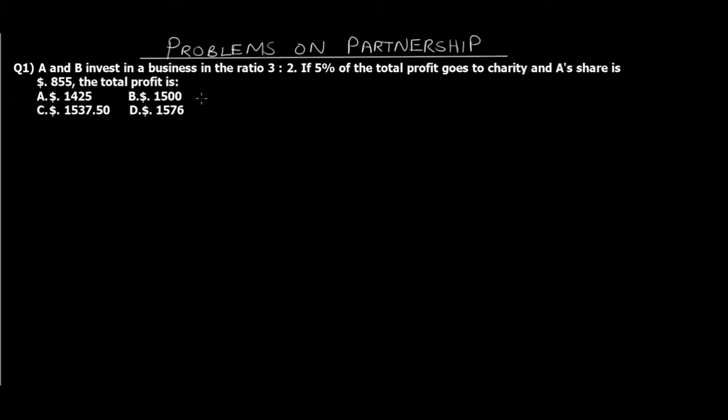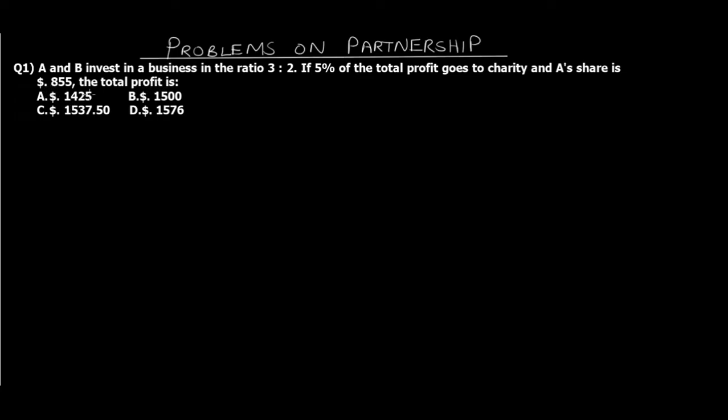Okay, so just by reading the question, we know there are two people A and B, and they are investing in the business in the ratio of 3:2. And what they are saying is, out of the total profit, they are donating 5% of the profit to charity. And then what is the remaining profit? From that, A's share is $855. So what is the total profit?